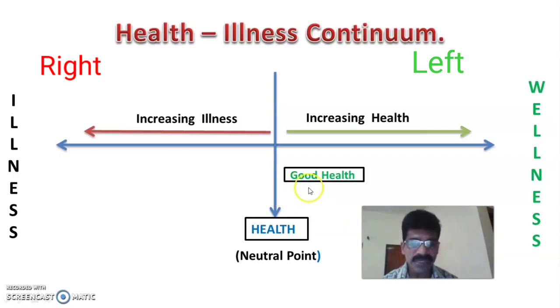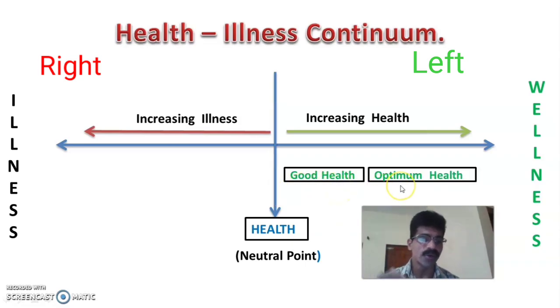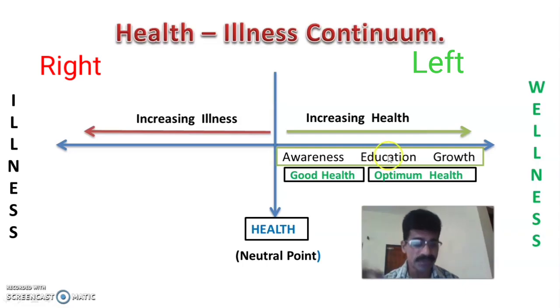So on the left side, towards wellness, a person should have good health, and that may lead to optimum health. So like that you have to write. Then a person can achieve good health or optimum health through awareness, education and ultimate growth of the person.